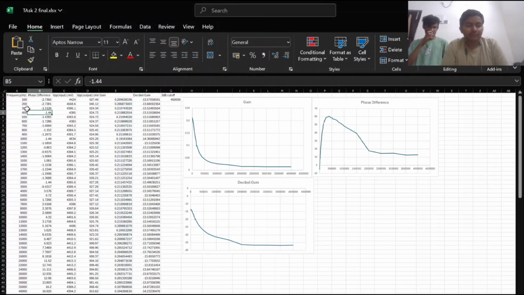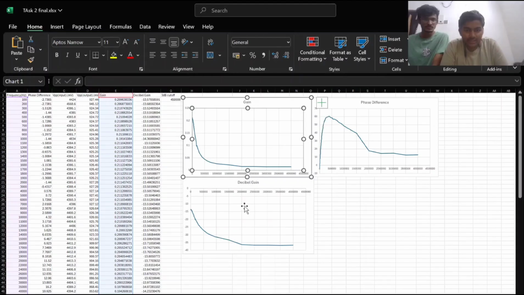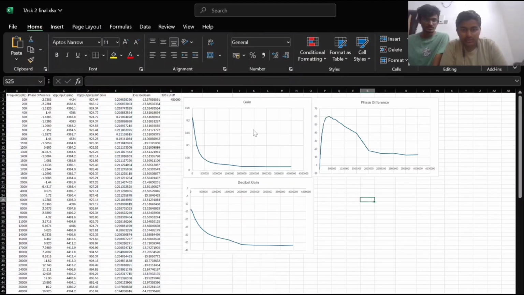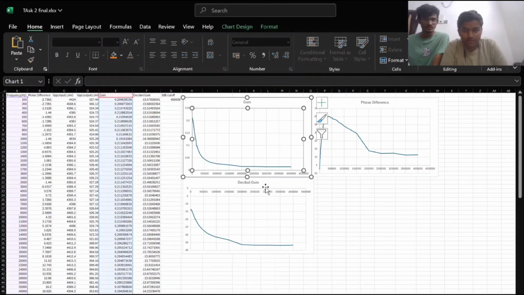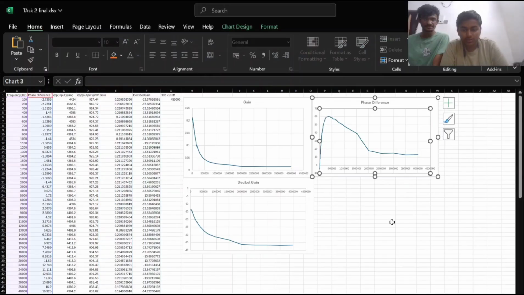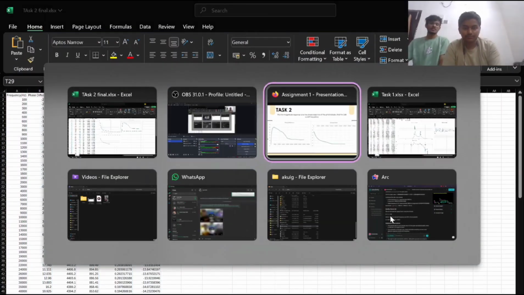These are the readings that we have obtained for task 2. Again, the input and output voltages are in millivolts. This is the gain, and this is the decibel gain. These are the graphs that we have plotted using these readings. The gain and decibel gain are shown in these graphs, and the phase response is shown in this graph.